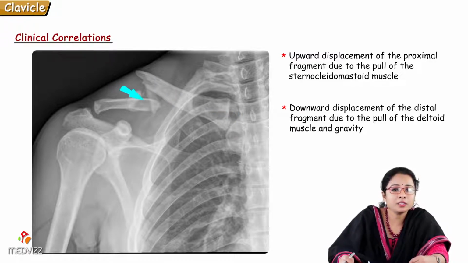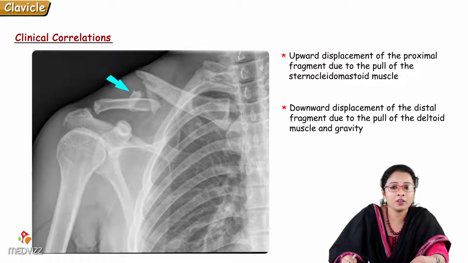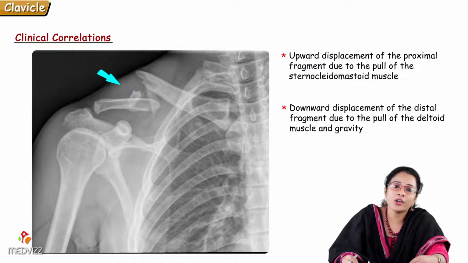And downward displacement of the distal fragment is due to the pull of deltoid muscle and gravity, because laterally we know anterior fibers of deltoid are attached. So this completes the osteology of clavicle.